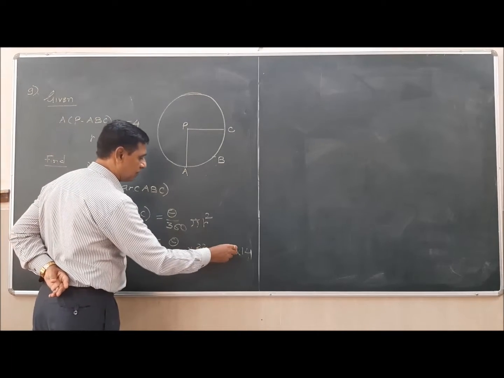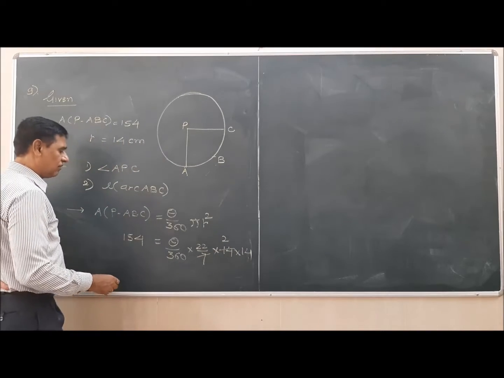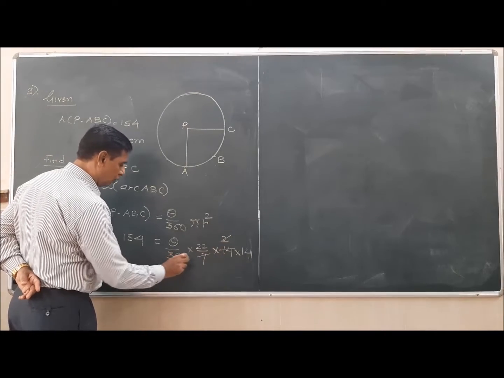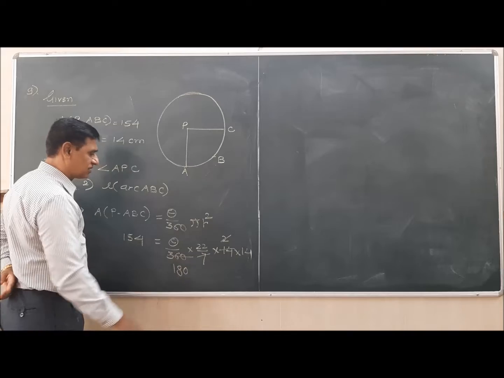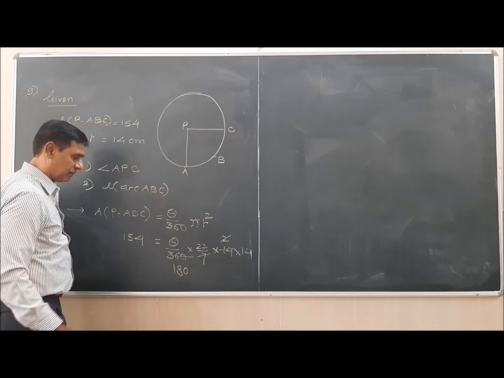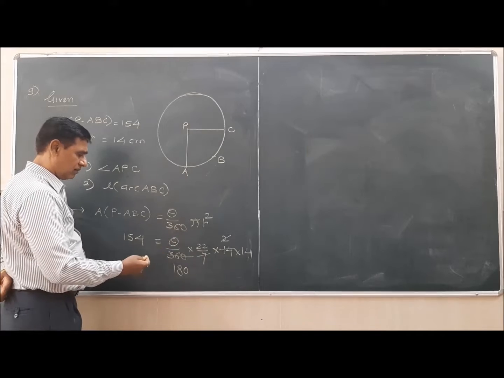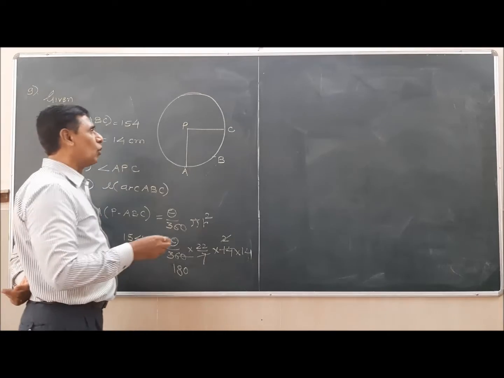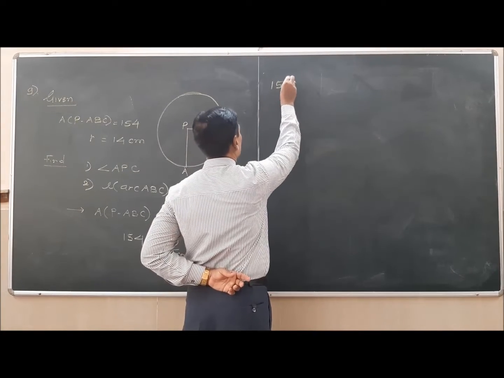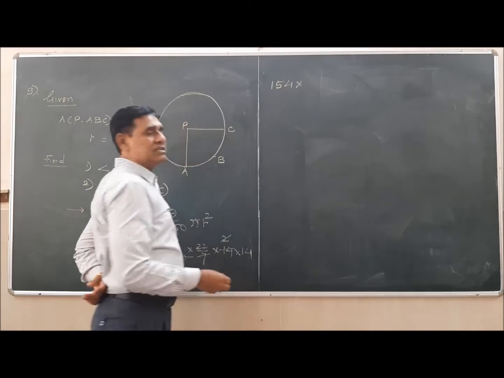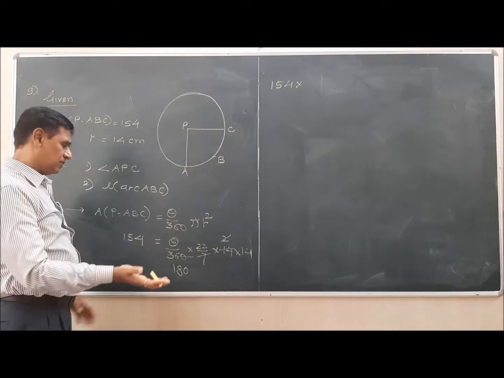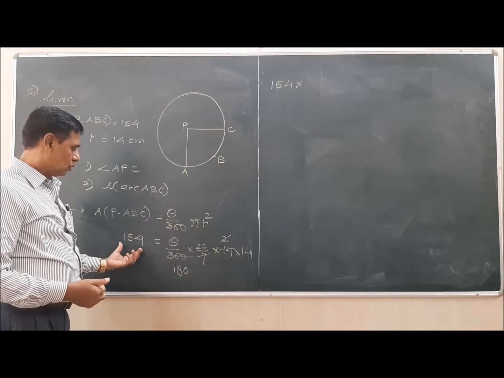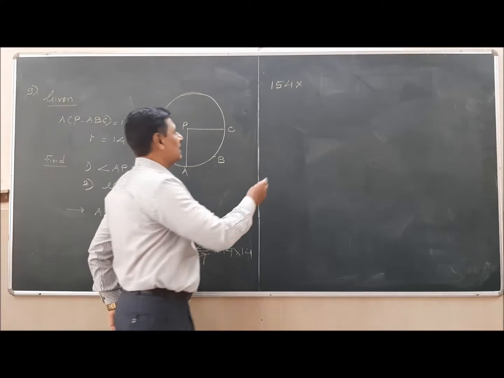7 twos are 14. Then you will find here 360 and 2 is also there. If I cancel 360 with 2, I get 180. I can still cancel over here, but I prefer to leave the calculations of the right hand side there. So 154 into, since I am interested in finding the value of theta, I transfer all these things to the left hand side. So 154 into 180.